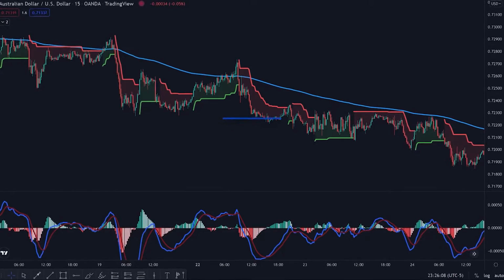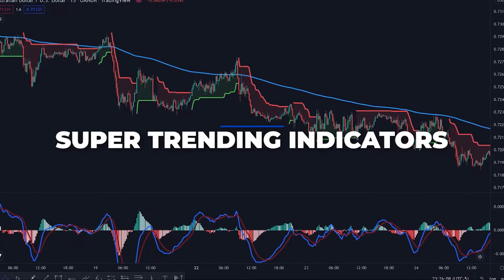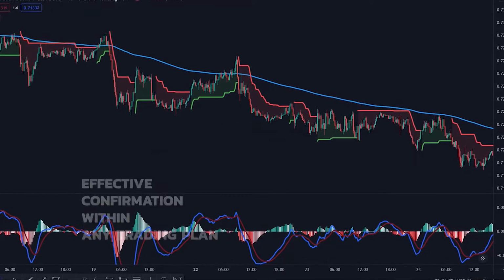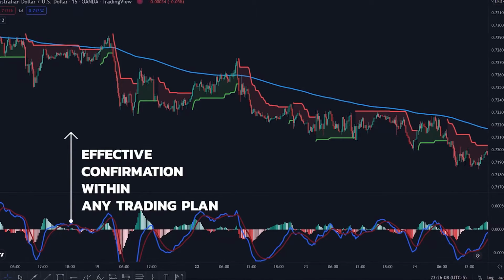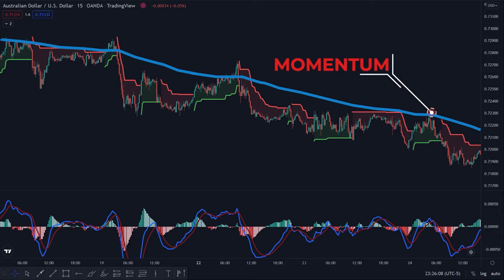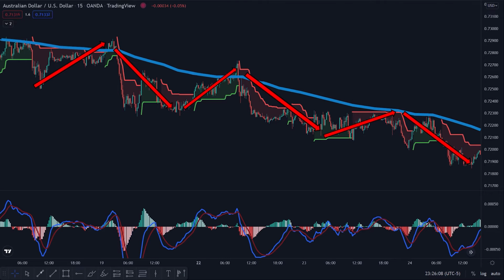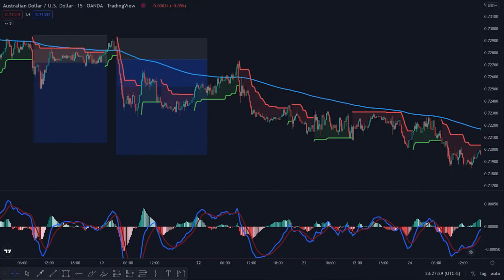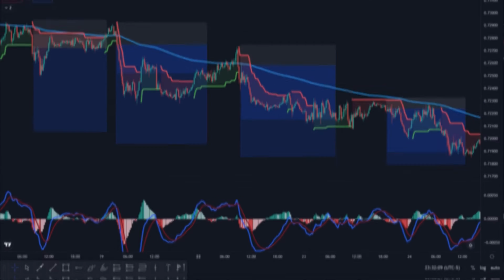One big thing about the super trend indicator is that it's not only very simple to use, but it's also an effective confirmation within any trading plan. This is because the indicator generates signals not only based on the momentum, but also on the current structure of the market. So, this indicator can easily improve and level up any strategy. Without further ado, let's get on with the video.